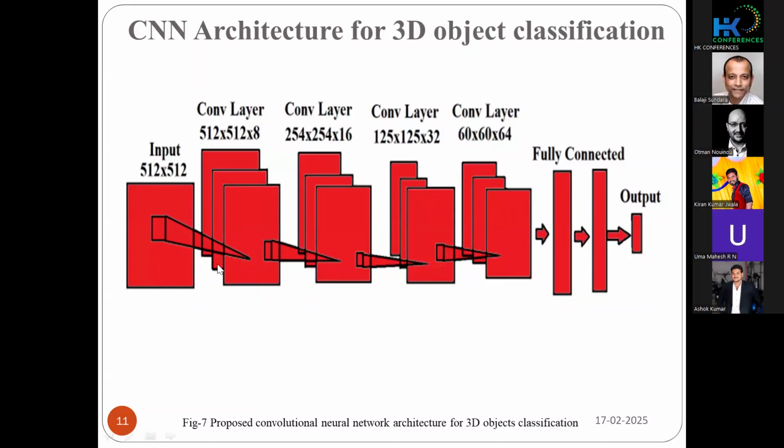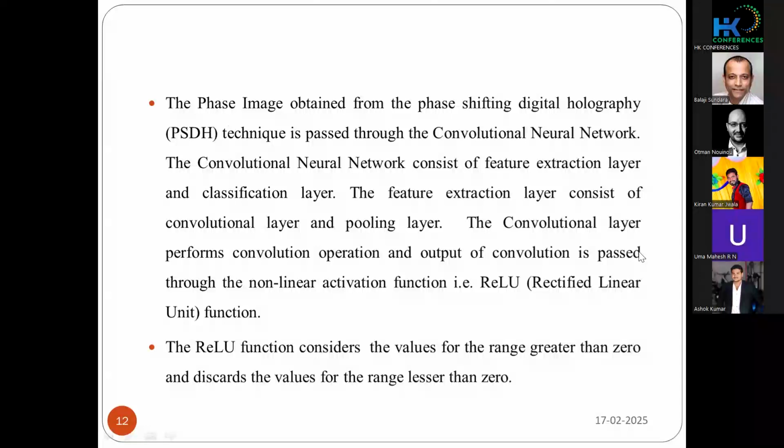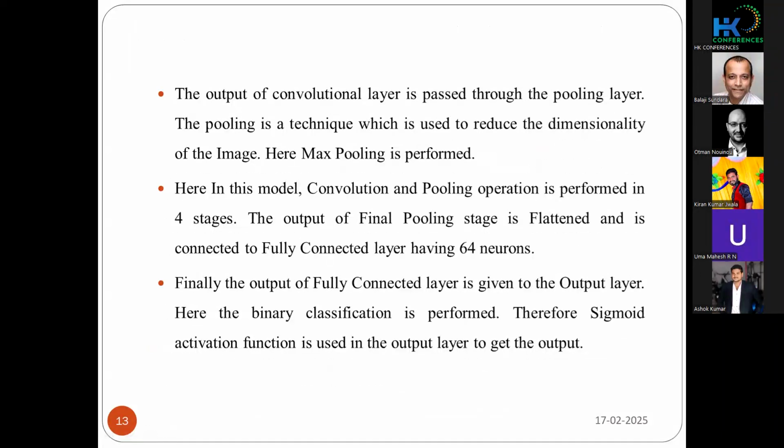So this convolutional neural network contains 4 stages of convolutional layers and 4 stages of pooling layers. The output of the final pooling layer will be given to the classification layer to produce the final output. So this is the working of the convolutional neural network.